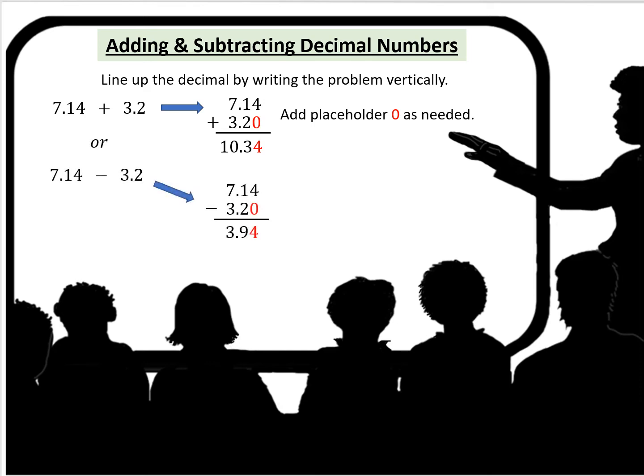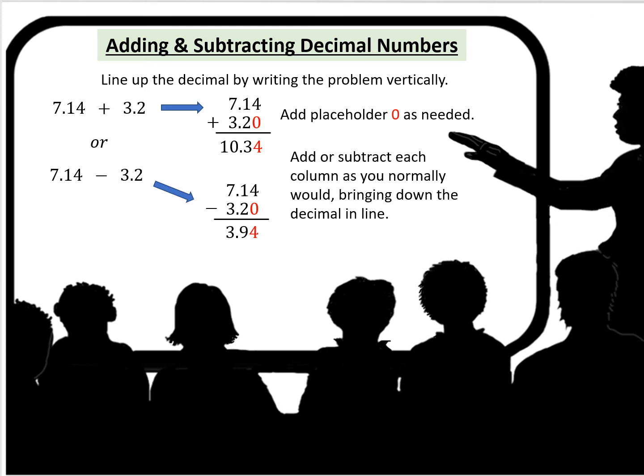So if you have either an addition or a subtraction problem, you're going to do the same thing. Going to set it up vertically and line up those decimals. Then you're going to add or subtract each column as you normally would, bringing down the decimal in line. Notice where the decimal point is, all the way through.